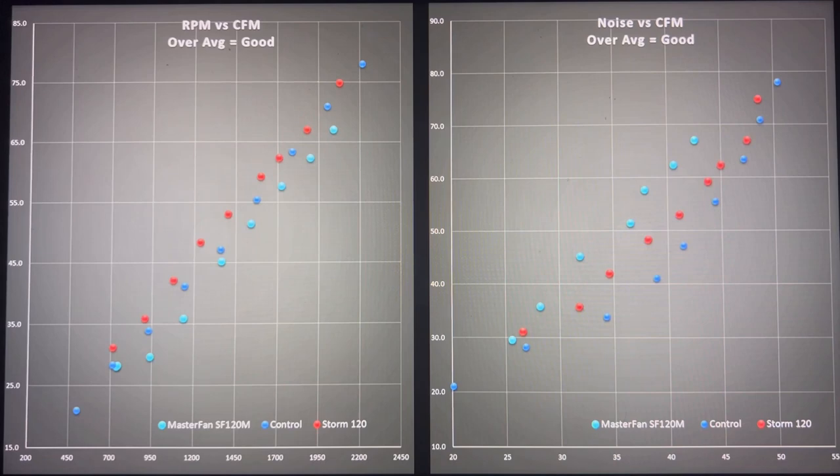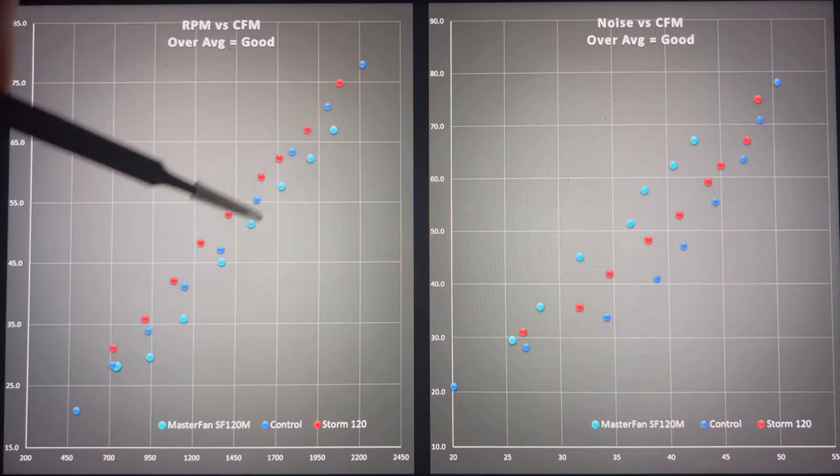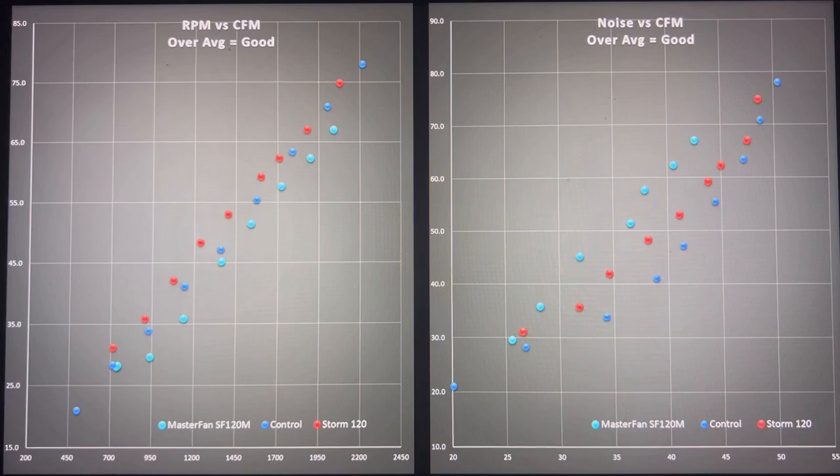On these graphs, I did take out the Storm T3 because I didn't really feel it was as applicable. But right here, we have the Storm. And interestingly, it is now outperforming the other fans, except at the very top end. The control is catching up right at the top end. The master fan, on the other hand, is below my control. So that's a very interesting result, because the master fan did so much better in my case airflow test and in my CPU test, but it's doing rather poorly now in the CFM test. If we take a look at the other side, where it's a noise versus CFM, we can see once again that the master fan is efficient at being quiet.